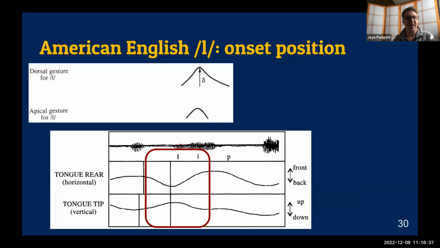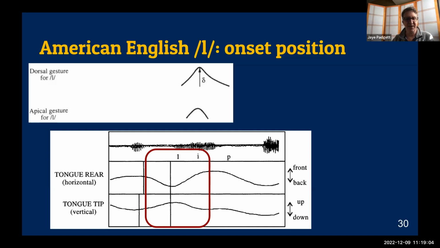In the case of L in English, which has been pretty extensively studied, there's a dorsal gesture. We know that L involves a kind of velarization-like dorsal gesture. Even in onset position, there's some of that. But in onset position, it tends to be simultaneous and pretty tightly coordinated with the coronal gesture. And that's what you see in the diagrams at the top and the bottom.